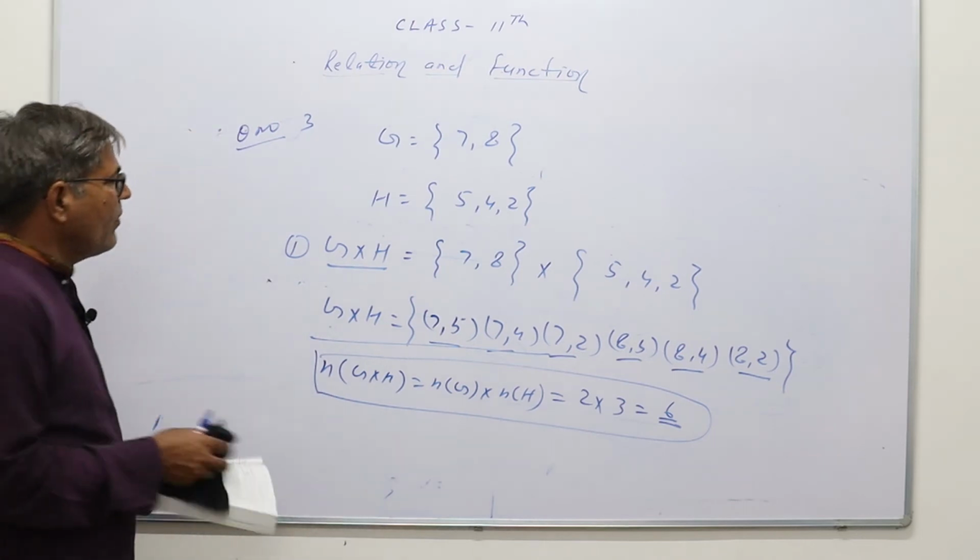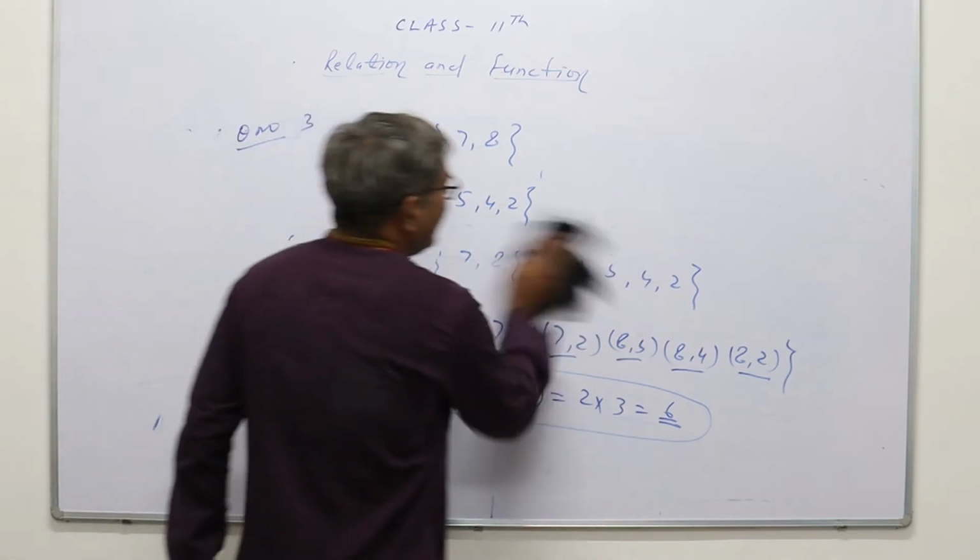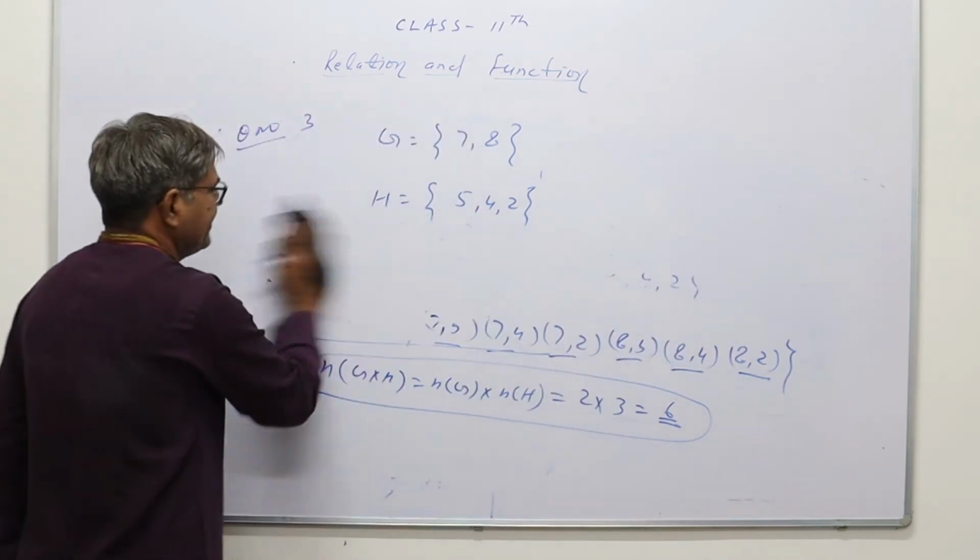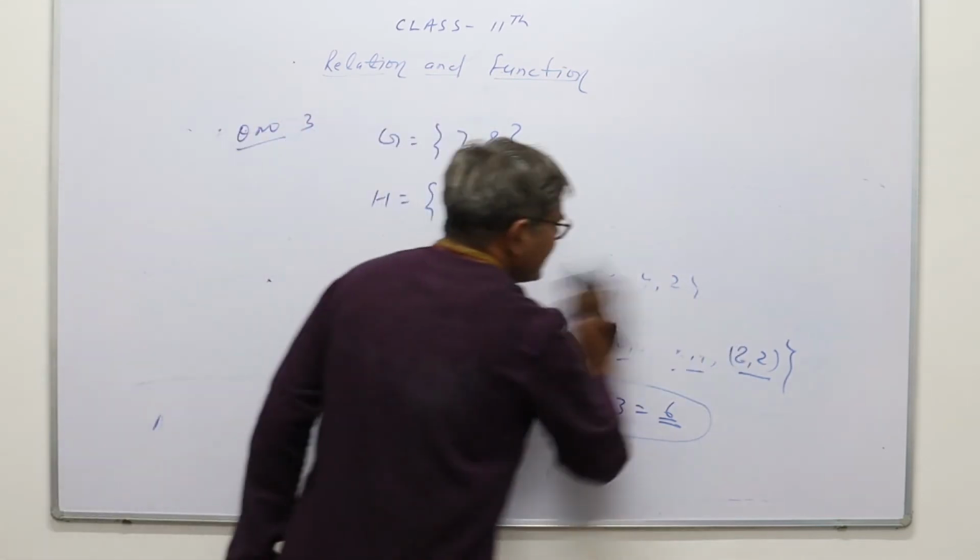Now next, what do we have to do? Now we have to find H cross G. So how will we find H cross G?